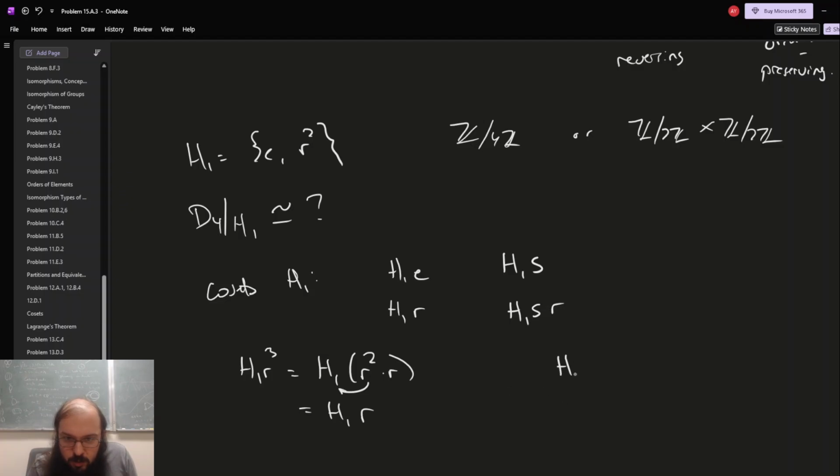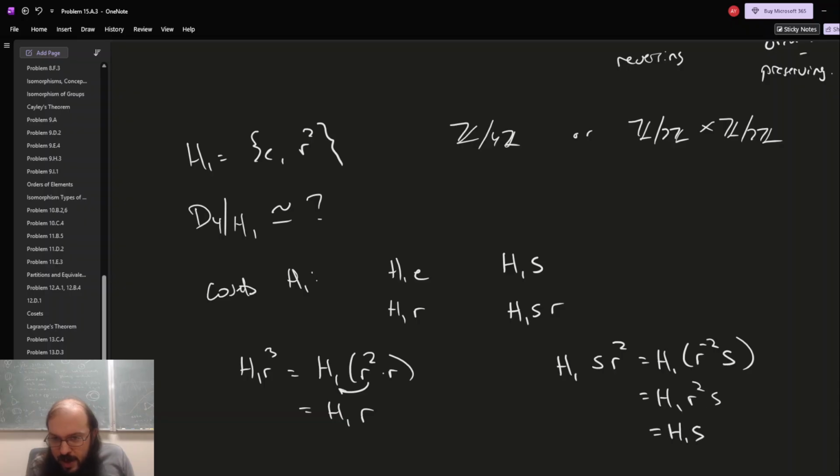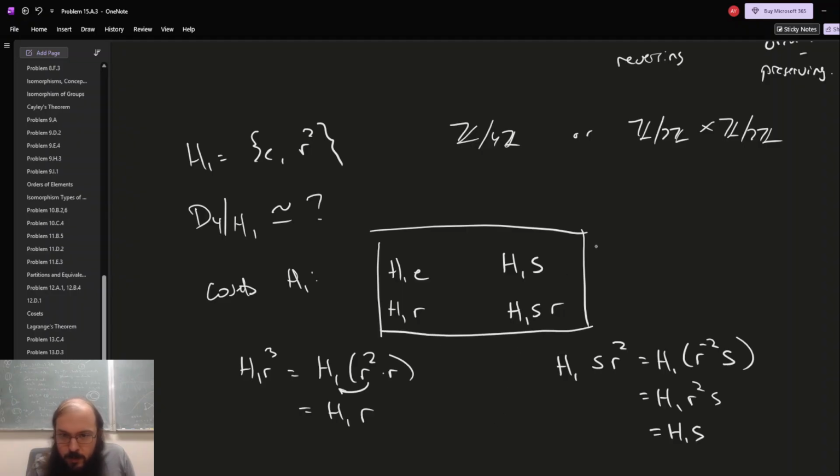Because if I try to do an H1SR squared, then using the same kind of math as before, I get R to the minus 2S, and actually that's the same thing as R squared anyway. That's just H1S again. And with R cubed, the situation is the same as over here, except now with an extra step of moving the R cubed past the S. So here are our four cosets. We knew there would be four, we found four. So these are the elements of this group.